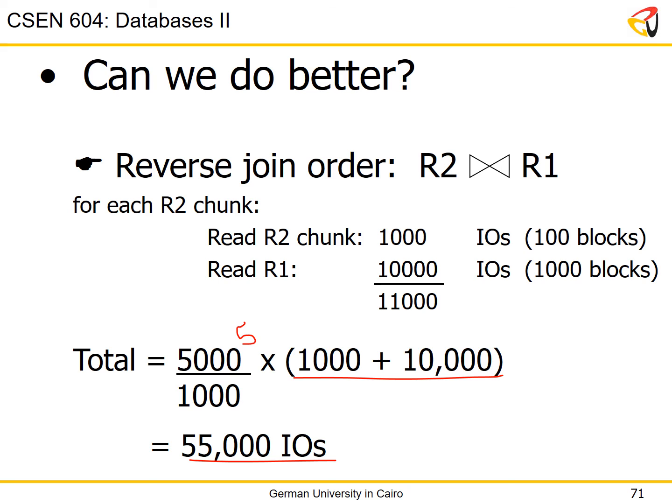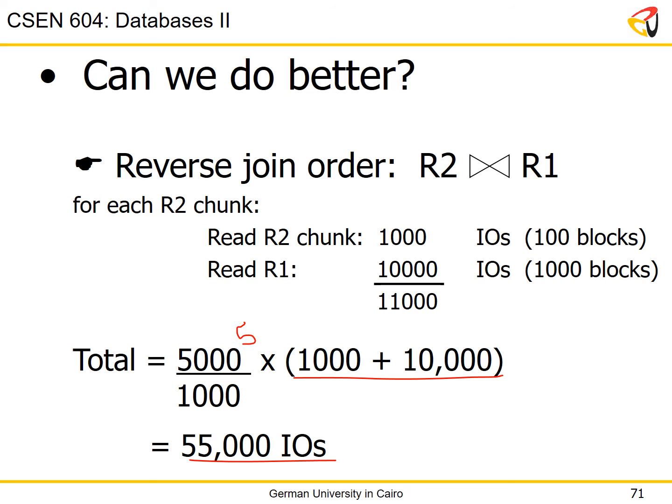And then I will use the remaining page in memory available for me, the only one that is free, to read R1 page by page. R1 has 10,000 rows. I will pay 10,000 IOs for that. In total, to process a chunk of R2, I will spend 11,000 IOs. So this becomes this part. Now, I need to multiply this by how many times I'm going to do it. And this is related to the size of the chunk.